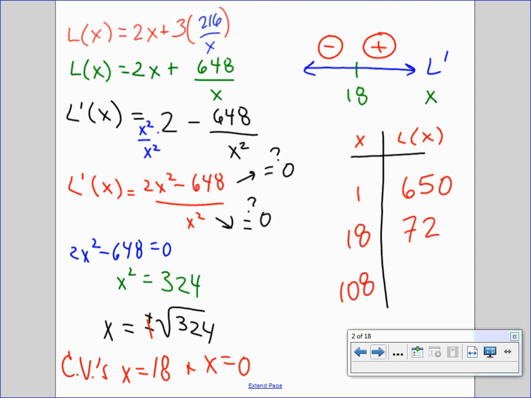And 108, why did I choose 108? Oh, because I was looking at the top definition. And so 108 is half of that, so that's 2, so that's 6. So 6 plus 216 is 222. Looks like 72 meters of fencing is a lot less than the surrounding fence values that I chose, one on either side of my critical value, x equals 18.